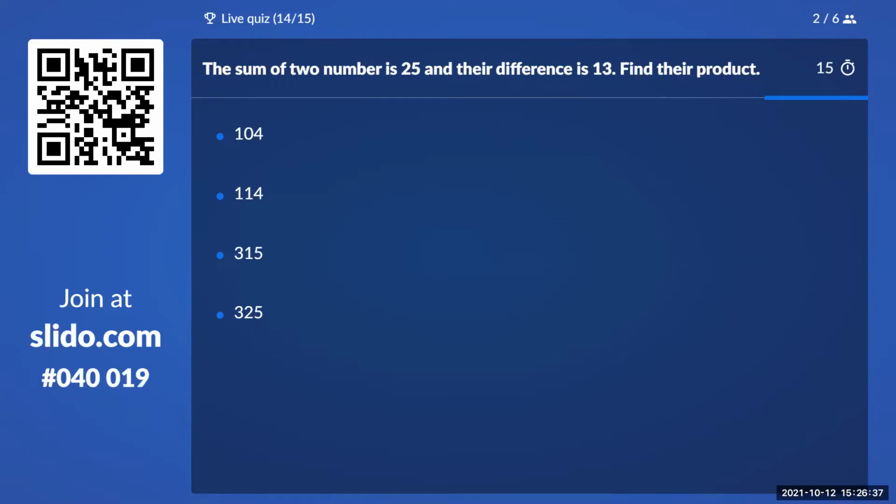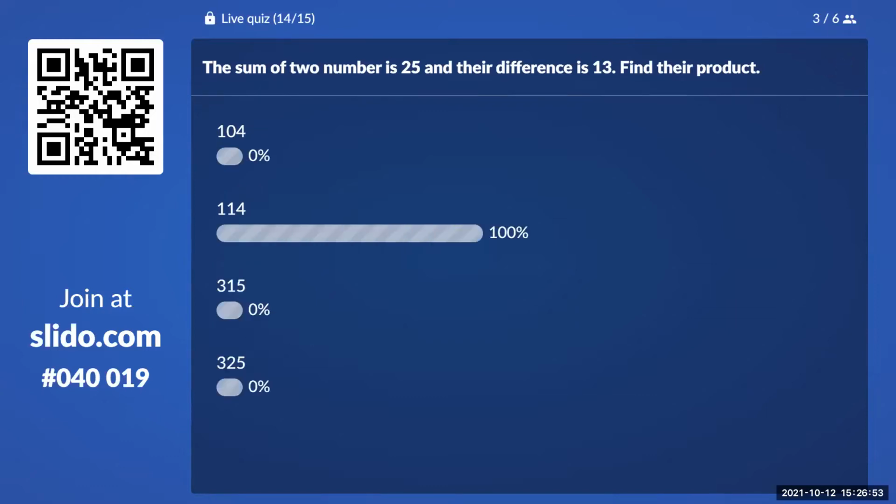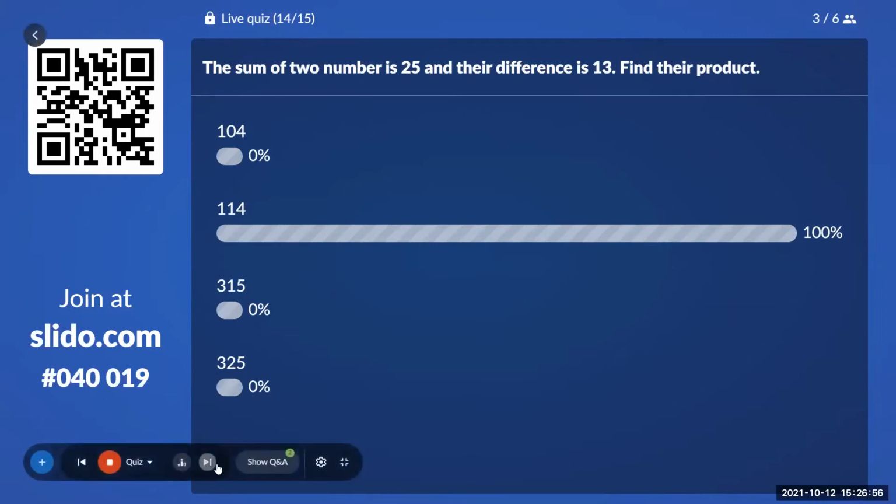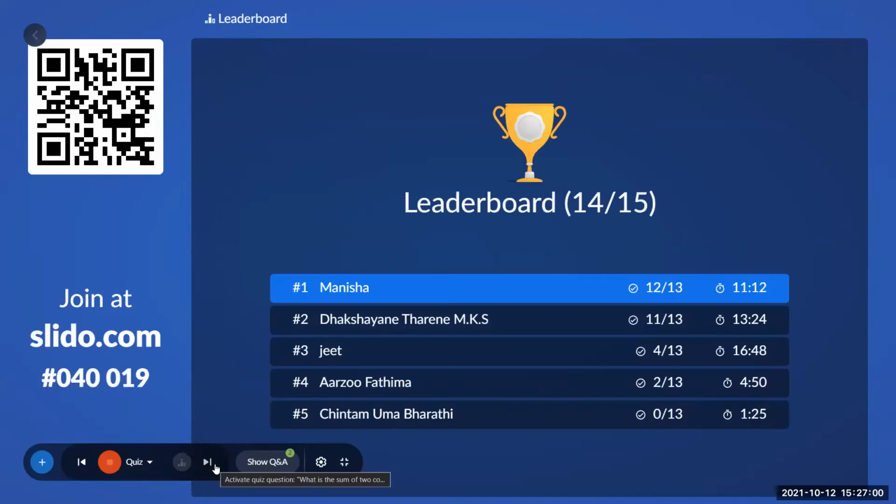Okay, the sum of the numbers is 25. So let's assume the two numbers A plus B. A plus B is 25. Difference is 13, A minus B is 13. Just add the two equations. So 2A equals 38, A equals 19, B equals 6. Just multiply 19 and 6. Yeah, everyone got the right answer. Congrats. Now moving on to the last question.